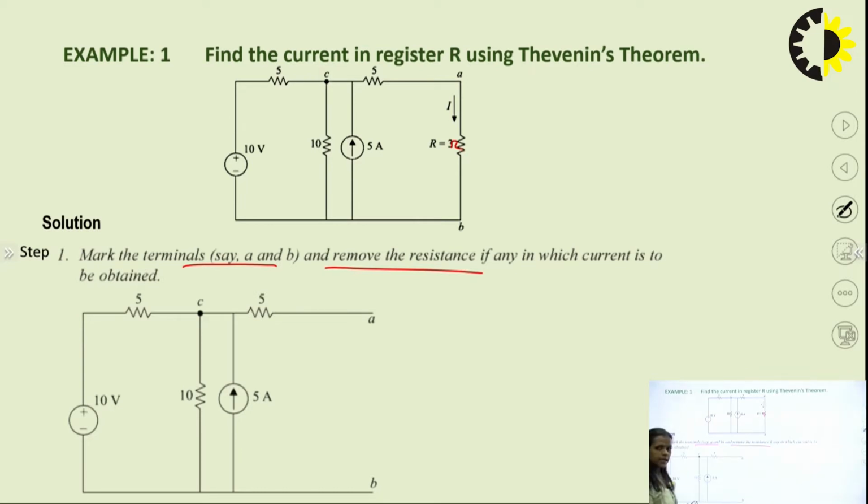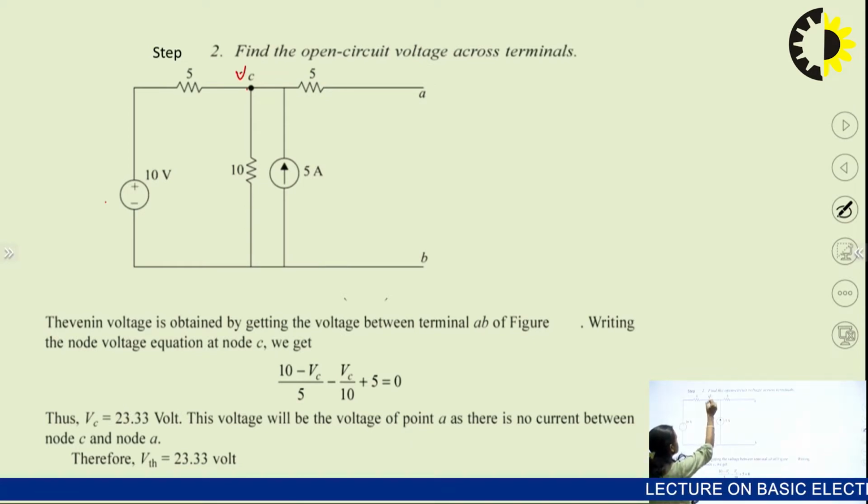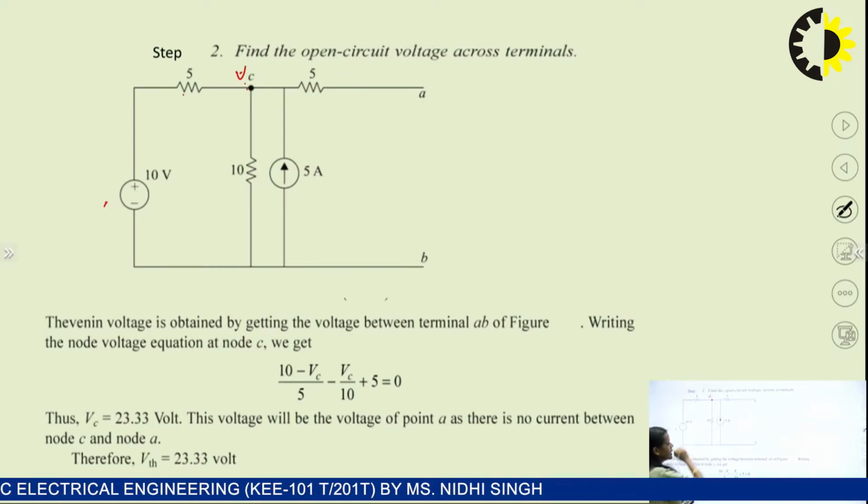Now what will be the second step? The second step is that you will find the VTH at these terminals A and B, right? So the second step is to find the open circuit voltage across the terminals. If you look at this circuit, you can write the node equation at this particular node, that is C. The voltage at this node is VC, right? So you can write the equation: 10 minus VC by 5.